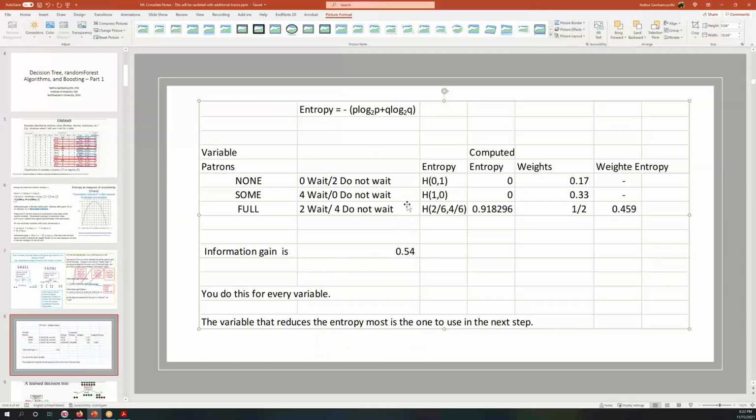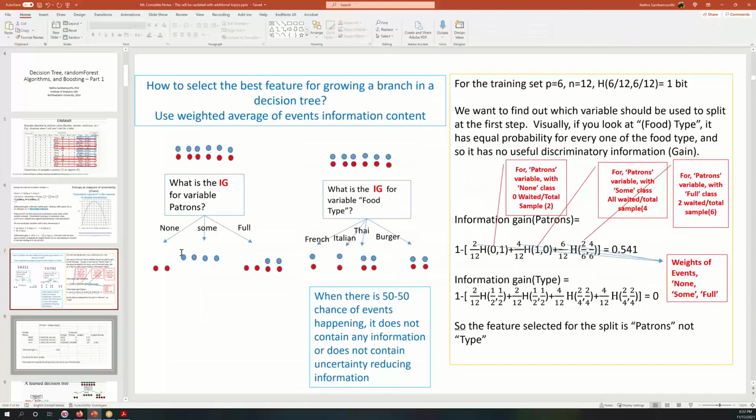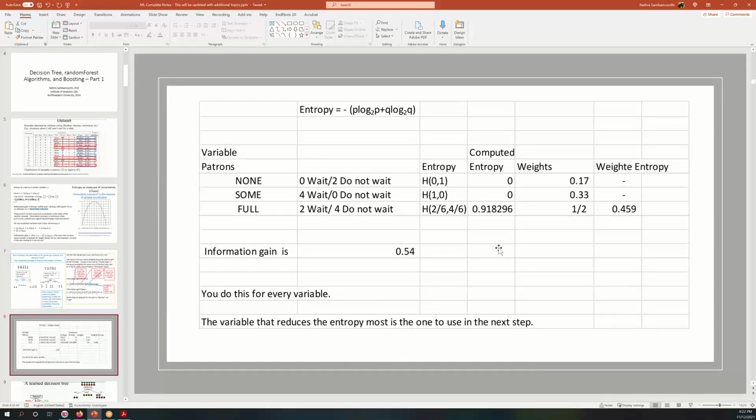So actually, I have it here in the Excel sheet. I showed you that. You can calculate these things yourself, and weighted entropy is 0.459. That turns out to be the weighted entropy, so information gain is 0.541. But you have to do this for every variable. Wherever you have maximum information gain, you use that as the place to split. Everybody got it?